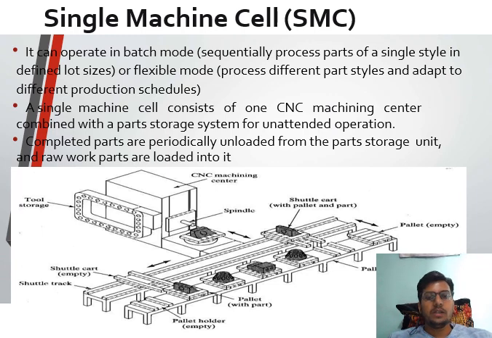So this is the whole moving system, one automated system that is used for loading and unloading the different parts. This complete shuttle track and the shuttle cart with pallet are used, and this is the pallet with the part. This is also one part, the pallet holder, which is used for holding your pallet. So this is your whole single machine cell, and this is how it is arranged with the different components of this particular cell.